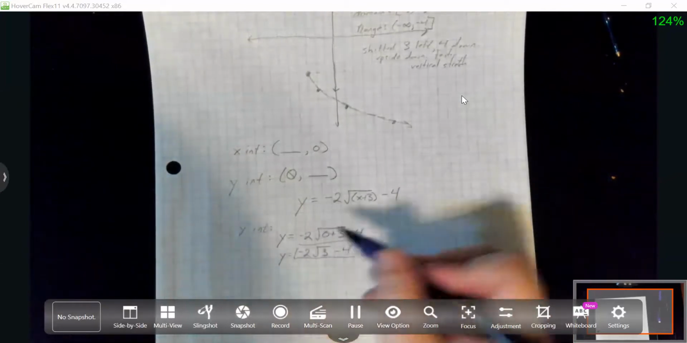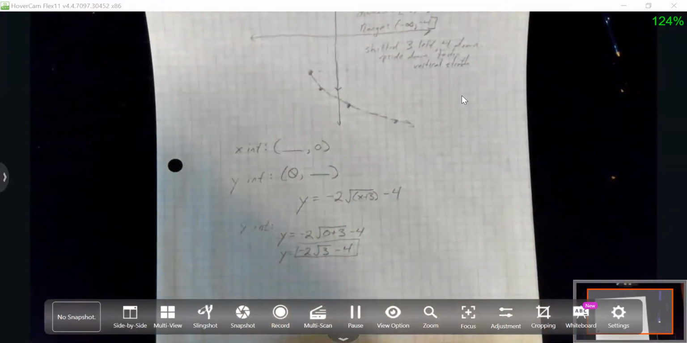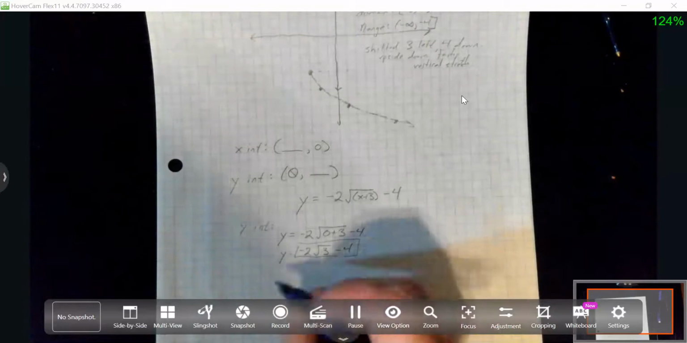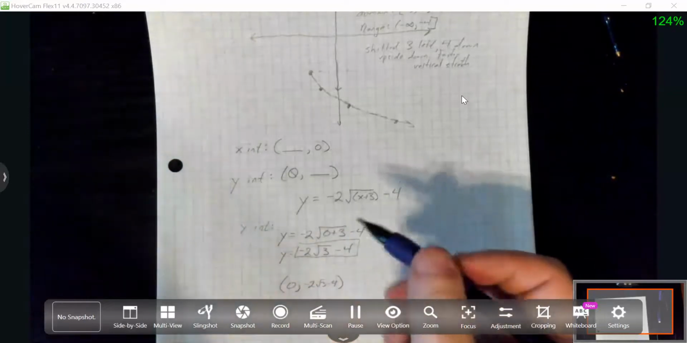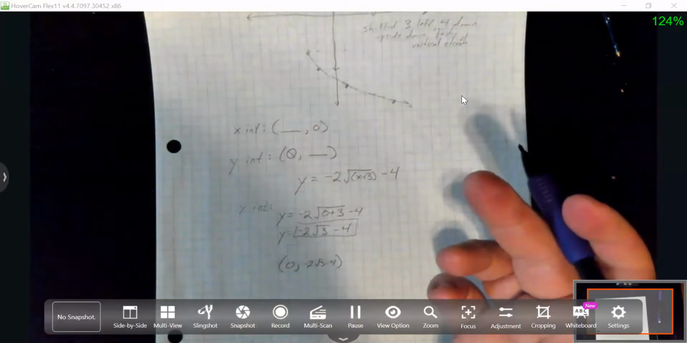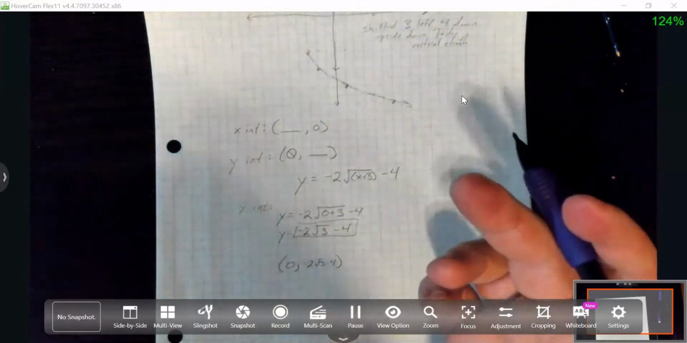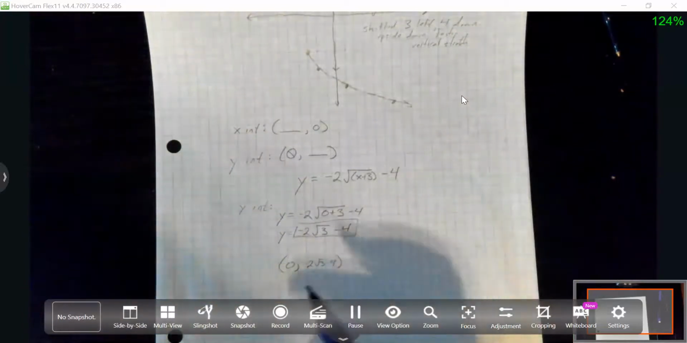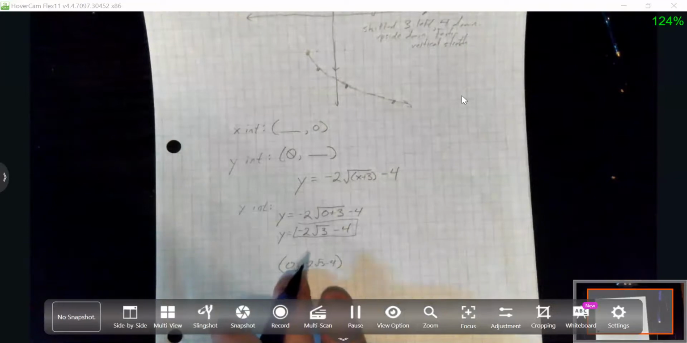That's nice and simple. That's actually our legit intercept: -2 root 3 minus 4. This would be the proper answer then. My y-intercept is (0, -2 root 3 minus 4). I'm not going to be too mad if you dump that into a calculator and get a decimal. It's going to be around negative 7.1-ish or so, 7.2, somewhere in that range. But this is our actual y-intercept.